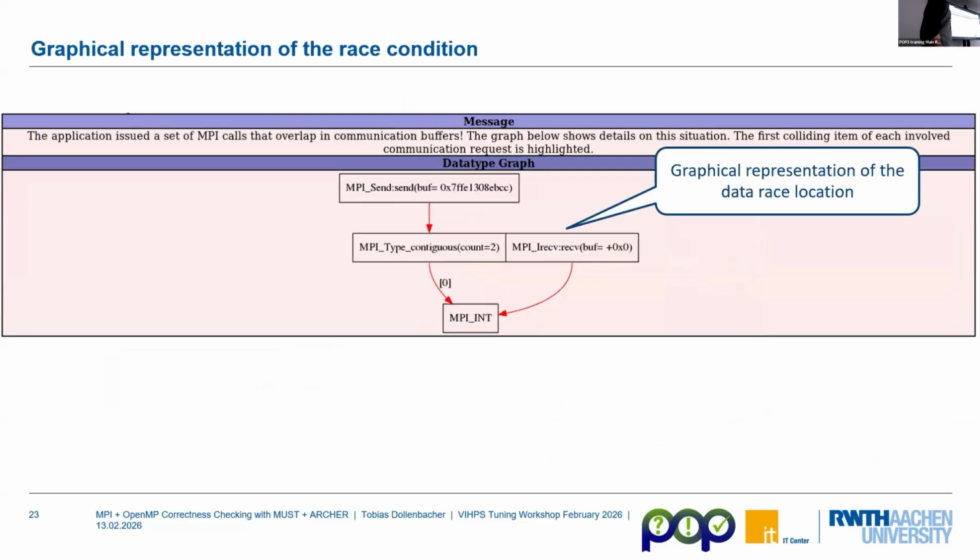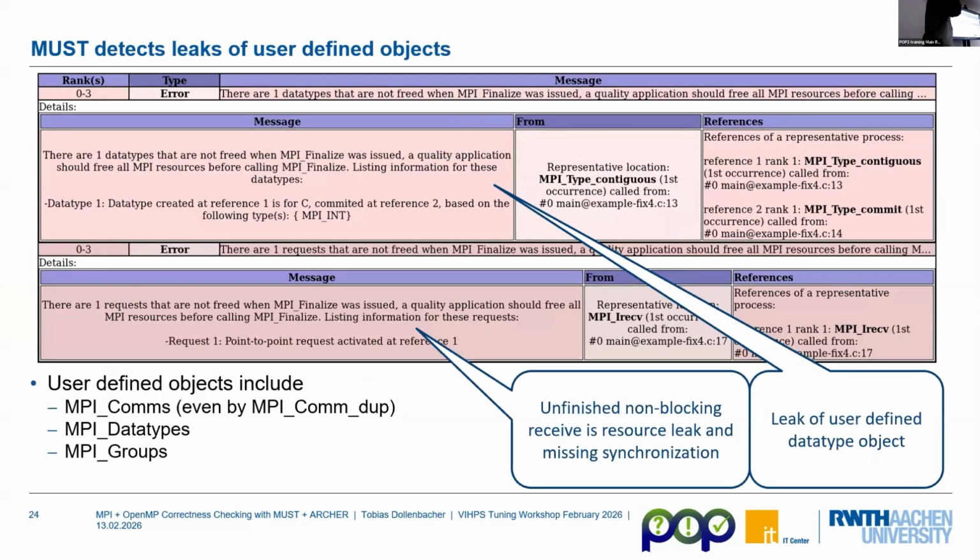Right. So the next one, what we report is if we have leaks of user-defined objects. If you create a type or a communicator or MPI groups, for example, and you don't free them when finalize is called, then you will have a leak. According to the MPI standard, this is bad behavior, and we report this. We also report if there's any pending communication that was not received.